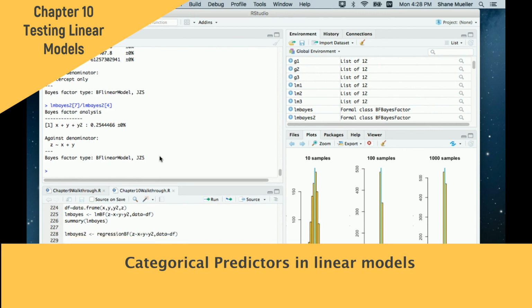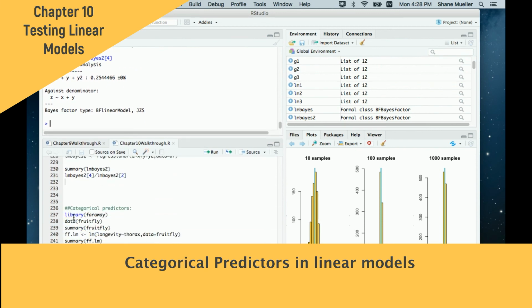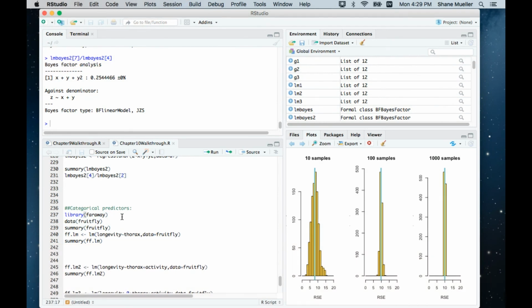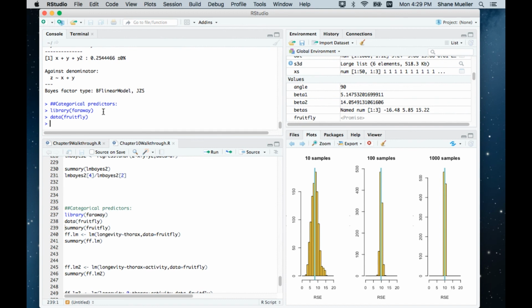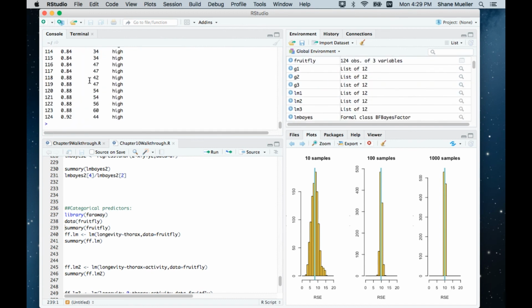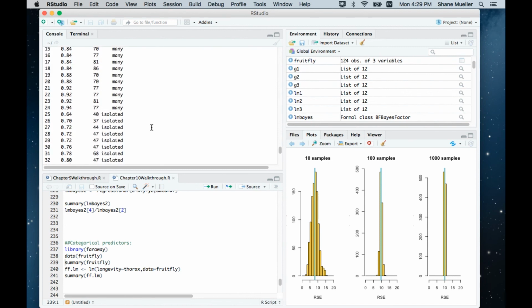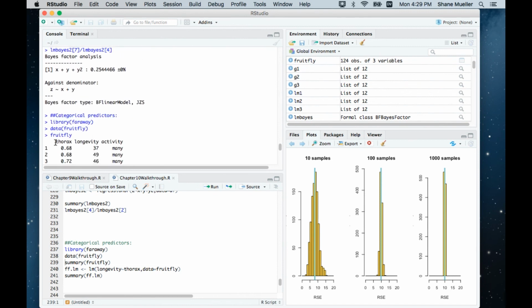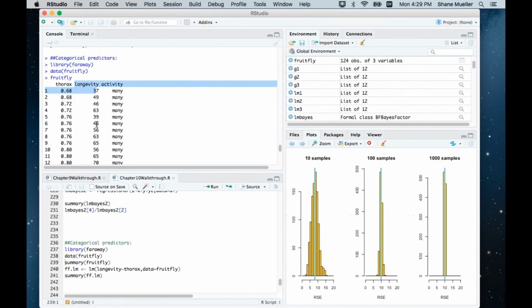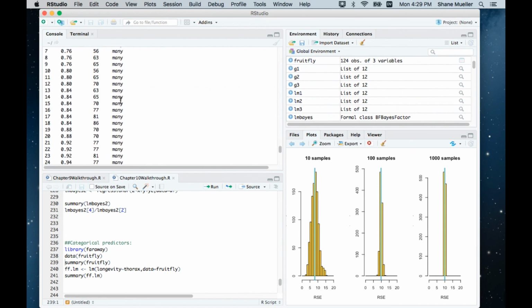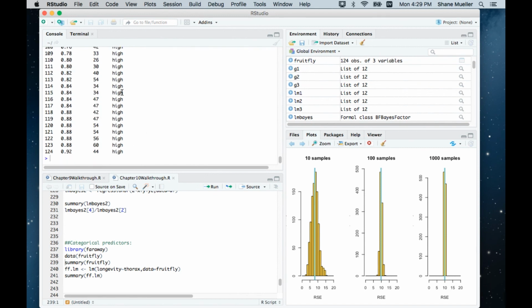All right, the last piece for this lecture is going to use some data from the faraway library. So you download the faraway library and you load it, and there's fruit fly data. So let's look at fruitfly. We have about 124 observations of fruit flies. They've got a thorax size, they've got a longevity, how many days did they live, and they've got an activity. What is the activity level? Were they isolated? Were they with many others? Were they with one other? They had low or high activity? So there are different behavioral conditions here.